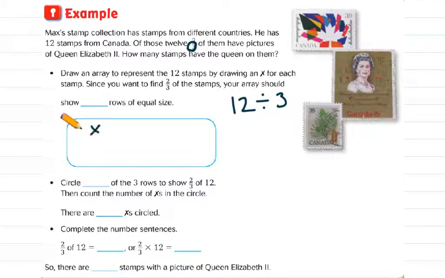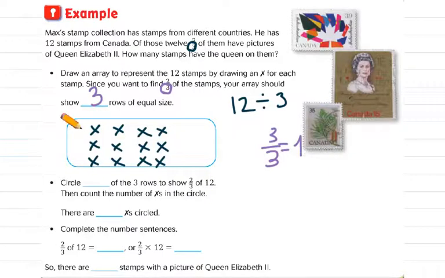So we have 1, 2, 3, 4, 5, 6, 7, 8, 9, 10, 11, 12. So boys and girls, we can see that there's 3 rows of equal size, because in this particular fraction we need to have 3/3 to have 1 whole. So we can check to see that there's 1, 2, 3 equal rows.